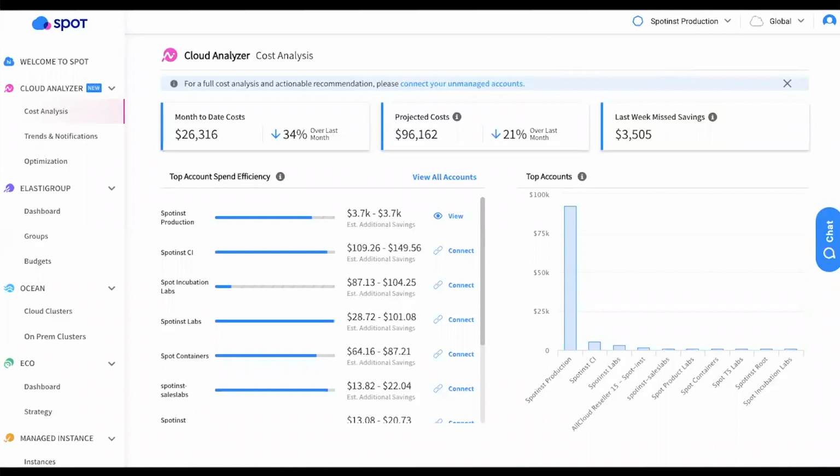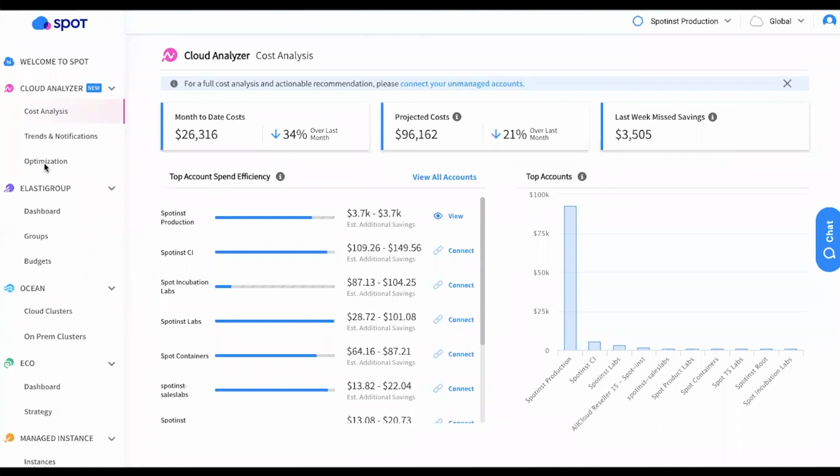As you can see, we're here at the Spot dashboard, where on the left-hand side, you can see the navigation for all of our different products. But we're going to be focusing, like I mentioned, just on Cloud Analyzer. And this is really the portal to your entire cloud ecosystem. And here, the first section, we have cost analysis, and we have trends and notifications and optimization. We'll be covering all of these areas today.